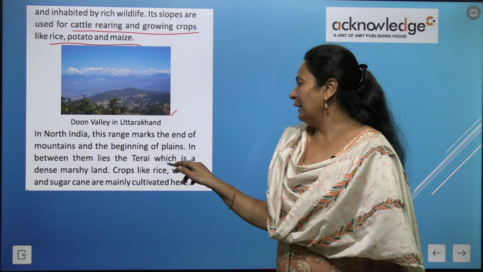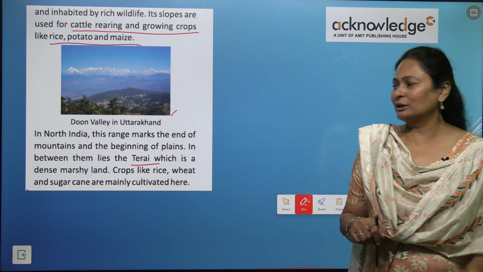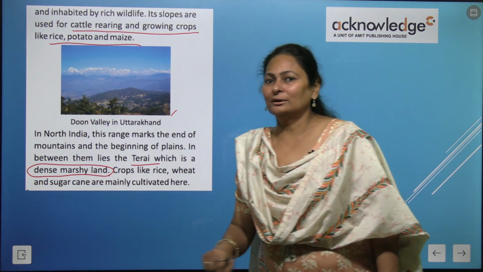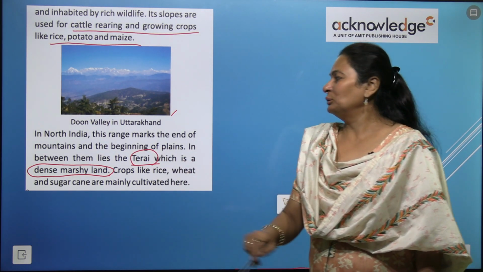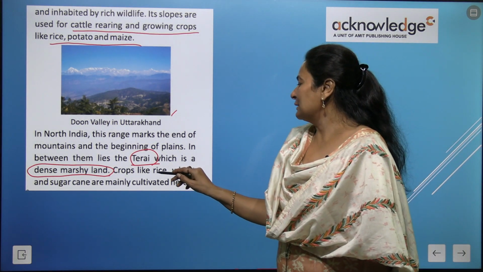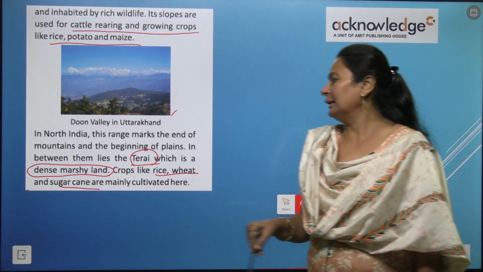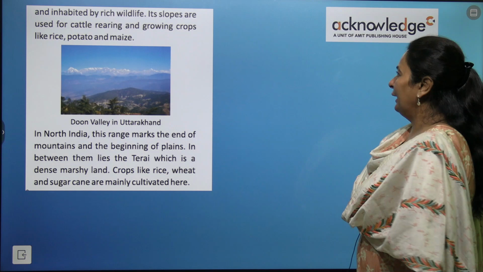In between them lies the Terai, which is the dense marshy land. Between the northern plains and northern mountains, there is the Terai region, which is dense marshy land. Crops like rice, wheat and sugarcane are mainly cultivated in the Terai region, right?